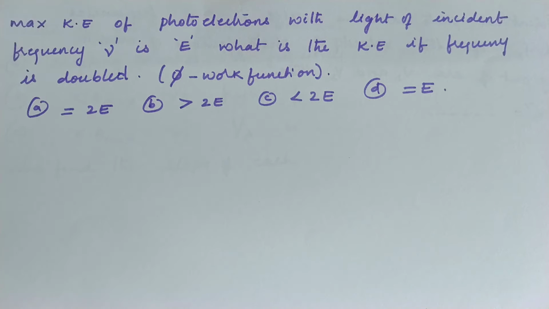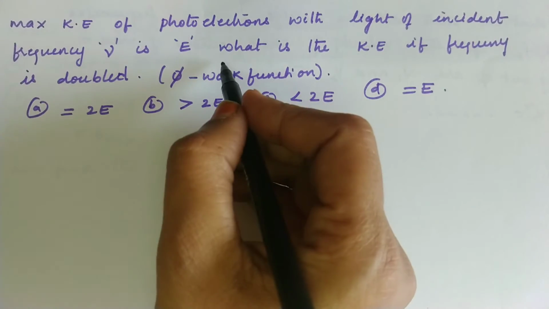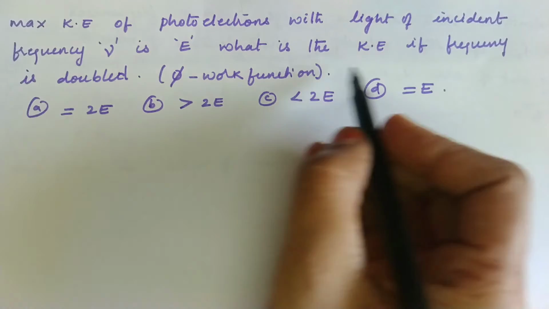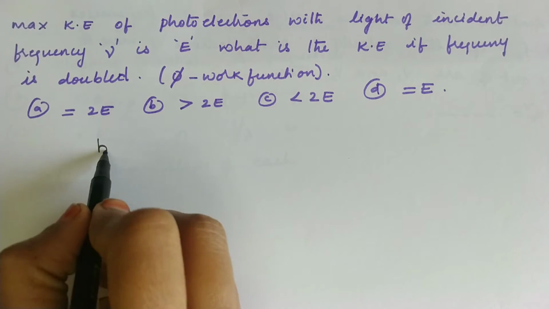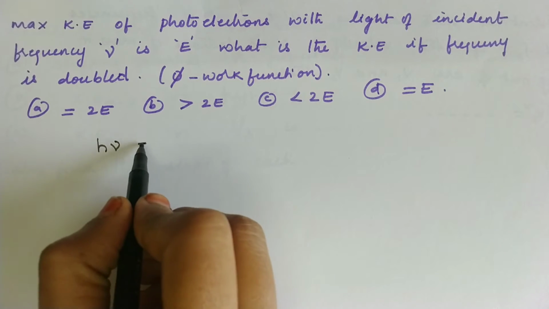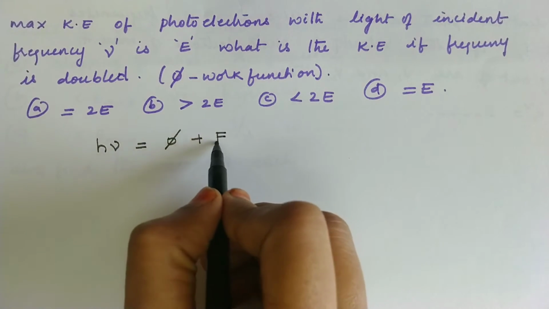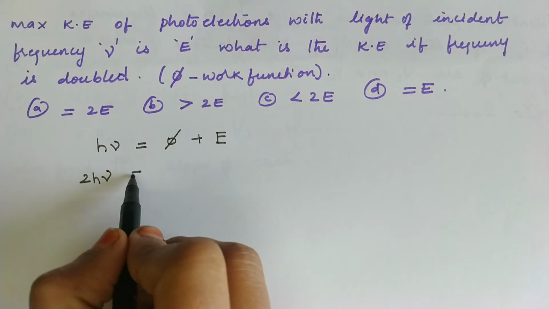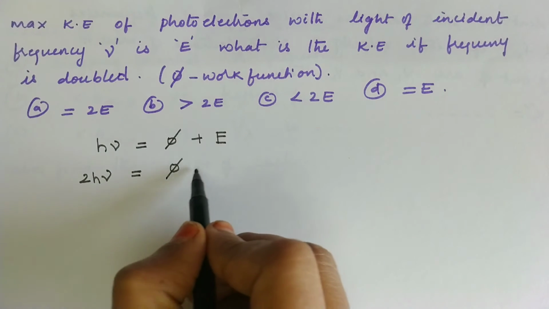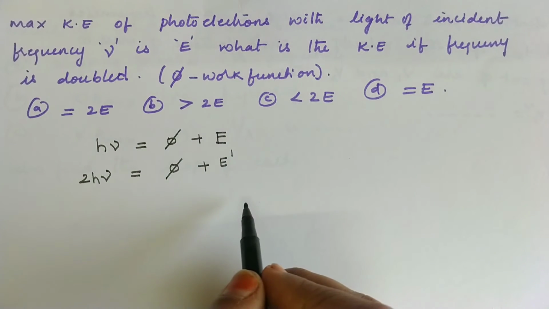Okay, look at this question. The maximum kinetic energy of photoelectrons with light of incident frequency nu is capital E. So what is the kinetic energy if frequency is doubled? Okay, so I will write two equations. First, let it be h nu is equal to phi plus E. Second time, you have doubled the frequency. 2h nu is equal to, work function will not change, phi plus E dash. Let the new maximum kinetic energy of electrons be E dash.